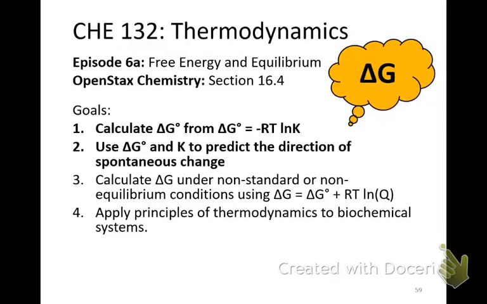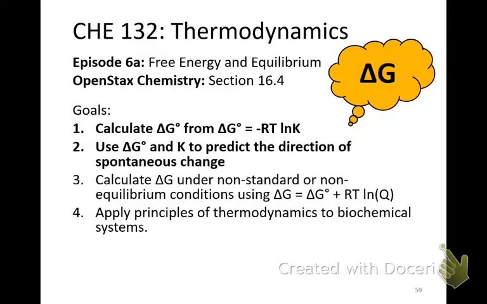So it turns out that thermodynamics and equilibrium are connected. They're really saying the same thing. And so our next goal is to talk about how free energy and equilibrium are related. This is described in your book in section 16.4, and I've divided our discussion into two chunks to make it a little bit easier to digest.